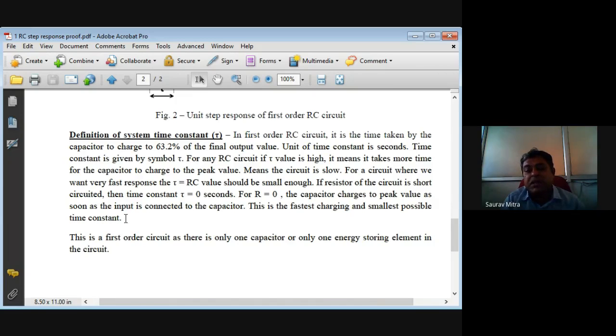So the question can be asked: what is the smallest time constant possible in any circuit? The answer is 0 seconds. That is the fastest charging. So how can we attain a 0 second charging time for an RC circuit? Either make R or C equal to 0. But as we are charging the capacitor, we cannot make C equal to 0, but we can make R equal to 0. If the resistance of the circuit is equal to 0, at that time tau becomes 0, the time constant becomes 0, and the circuit charges very fast.